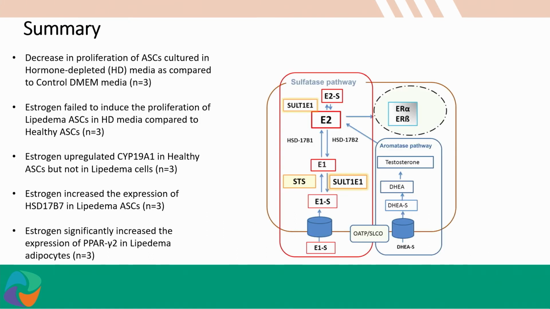So basically, to sum up, I know it's a busy slide, when these cells are cultured in hormone-depleted media, we have seen a decrease in proliferation, so a decrease in their growth. We know that estrogen failed to induce proliferation of lipedema ASCs in hormone-depleted media, compared to the healthy ASCs. We have seen that estrogen upregulated aromatase in healthy ASCs, but not in lipedema, and estrogen increased the expression of B7 in lipedema ASCs. It also increased its adipogenic marker, which is PPAR gamma 2.